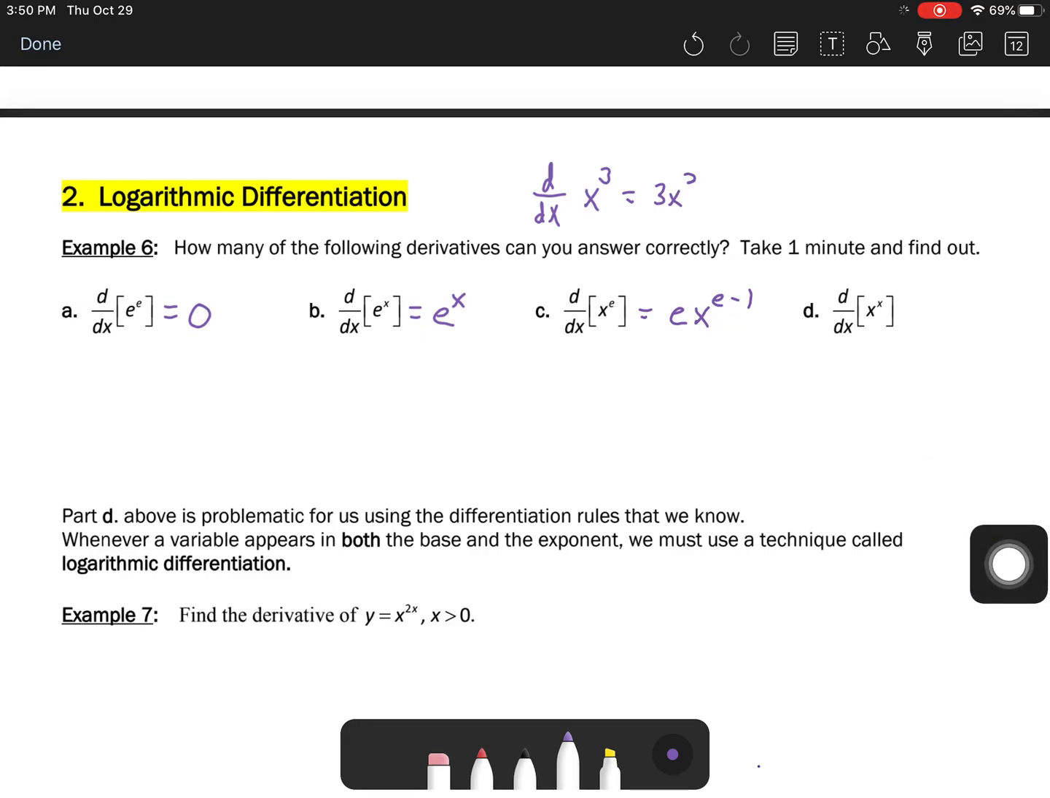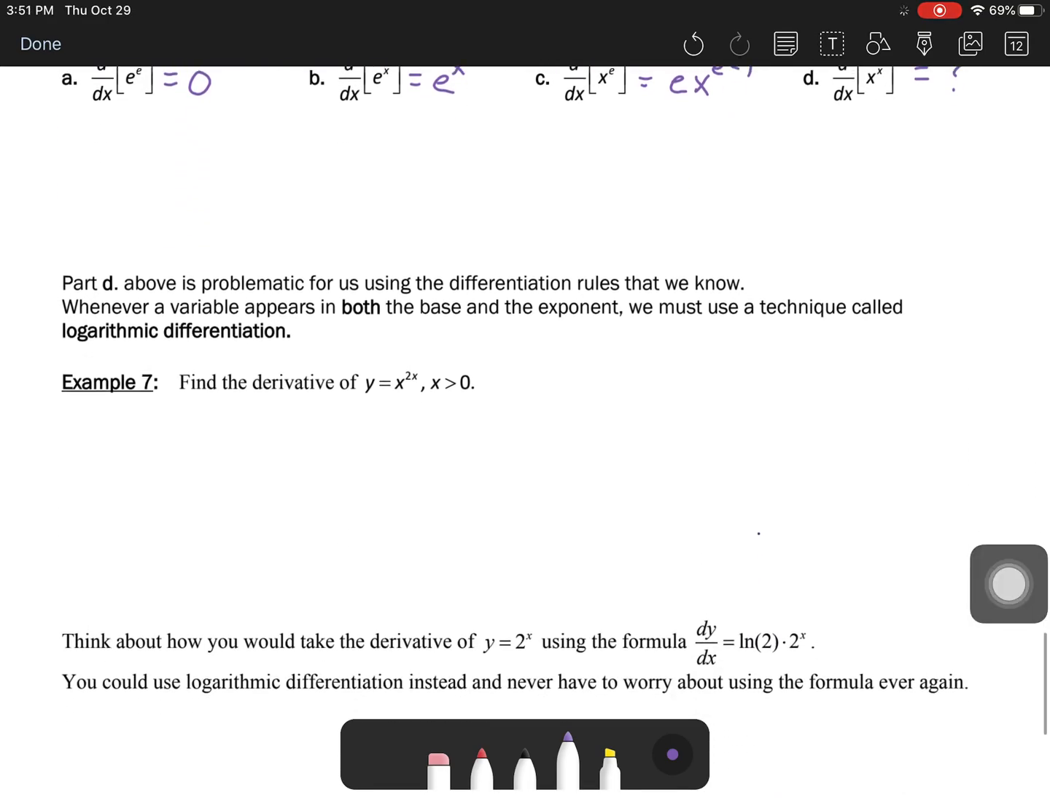Now with the last one here, if you have an expression with a variable as the base and the exponent, that doesn't really work for our power rule. Here we had a numerical base, we had e. Here if we have a variable to a variable, we don't have a method for that at this point. So here it says in part D, that's problematic because using differentiation rules that we know, there's nothing that we can use there. So whenever a variable appears in both the base and the exponent, we have to use a technique called logarithmic differentiation. We wrote a similar thing here, x to the 2x. So let's take a look at that.